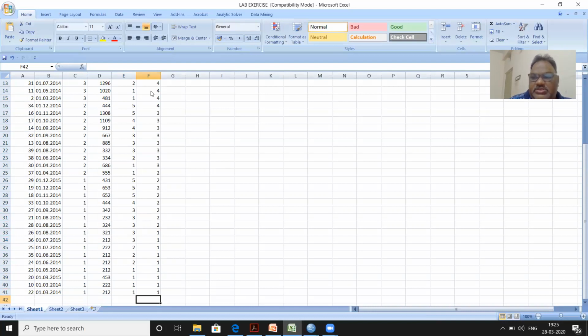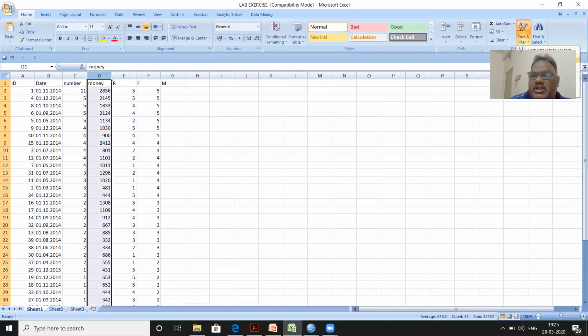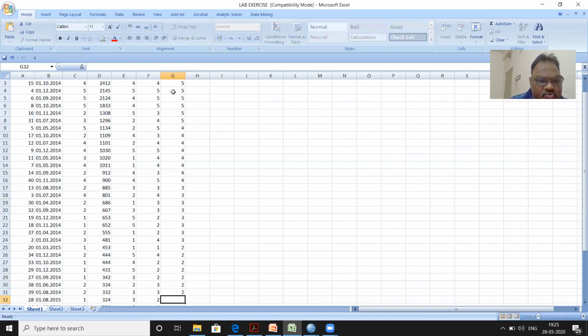The last part is your monetary value. Again, you do the same, sorting in descending order. I want those who spend the highest, largest to smallest. Now again, you give 5 to the first group, because we have 40, so divided all data into 5 segments. Then 4, then 3, then 2, then 1.